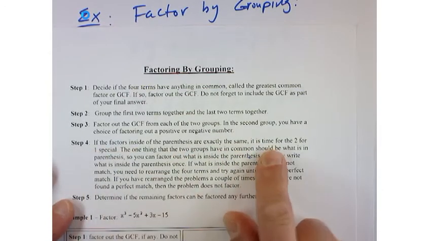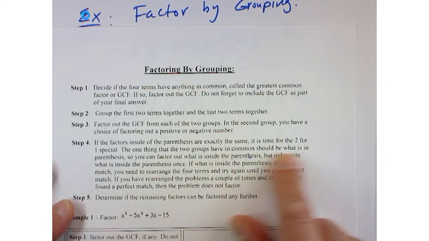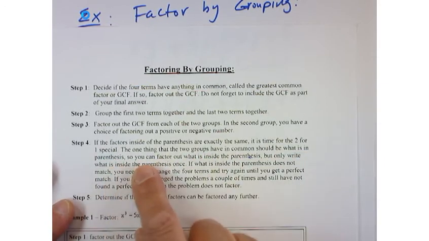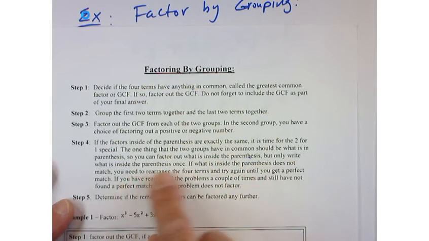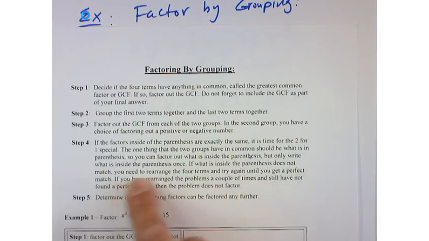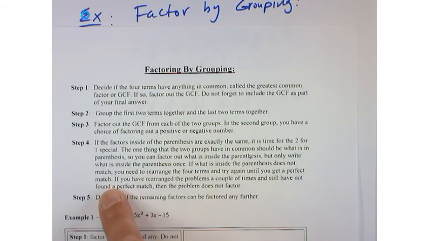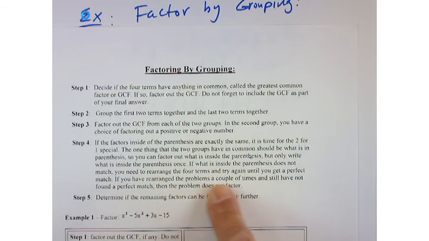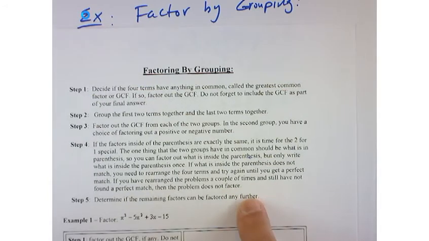If they're the same, it's time for this 2-in-1 special. The one thing that the 2 groups have in common should be what's in parentheses. So you can factor out what's inside the parentheses, but only write what's inside the parentheses 1 time. If what's inside the parentheses doesn't match, you need to rearrange the 4 terms by trying again until you have a perfect match. If you have rearranged the problems a couple of times and still haven't had a perfect match, then it doesn't factor and we say it's prime.